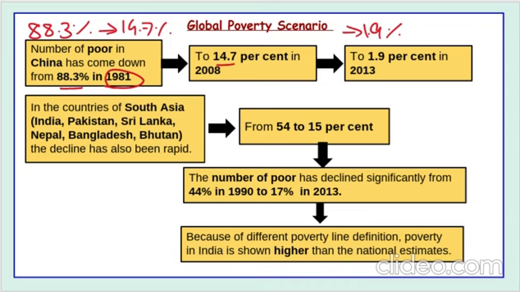That's very nice. Now, in countries of South Asia like India, Pakistan, Sri Lanka, Nepal, Bangladesh, and Bhutan, the decline has been a bit rapid, from 54% to 15%. Now, the number of poor has declined significantly from 44% in 1990 to 17% in 2013. Because of different poverty line definitions, poverty in India is shown higher than the national estimates. The poverty in India is shown higher due to the differentiation of poverty lines as well.